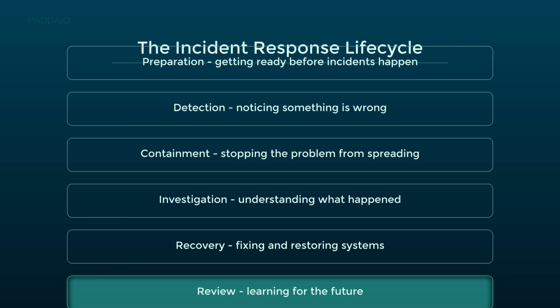Review, learning for the future. This means analyzing past incidents to improve. For example, after a system outage, the team identifies that better monitoring could have provided earlier warnings. This learning helps prevent similar issues going forward. Always use these reviews to strengthen your processes.